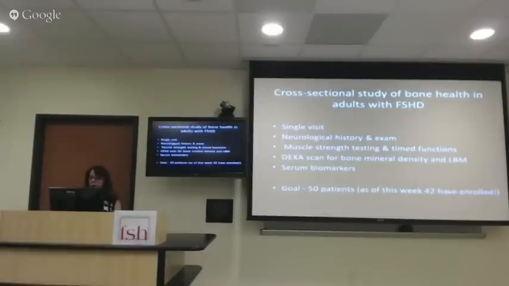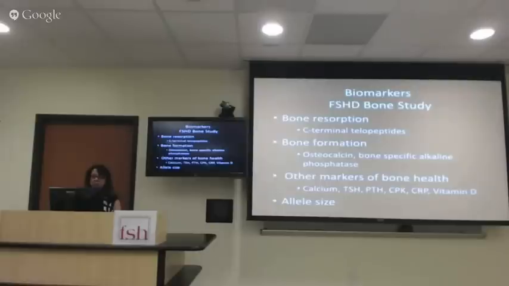Our goal is to get 50 patients at this site, and actually as of this week we have 44 patients enrolled. We're going to get 50 in Australia for a total of 100, so we're getting very close. These are just some of the biomarkers. We're looking at bone resorption, formation, and other markers of bone health, including hormones, calcium, vitamin D, and allele size.